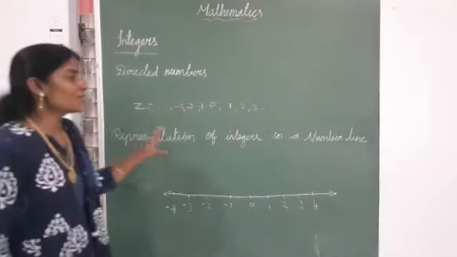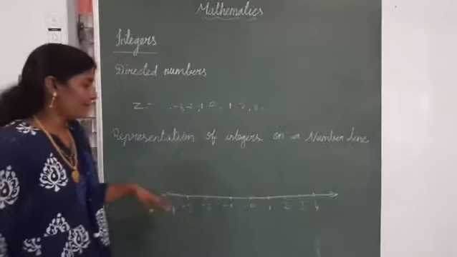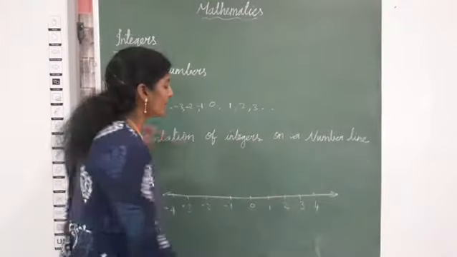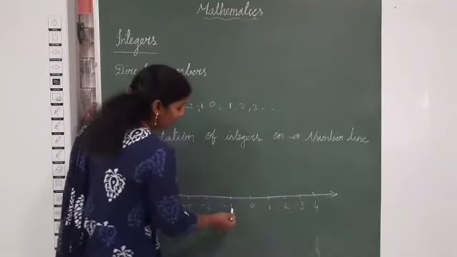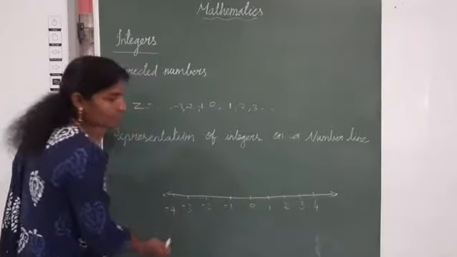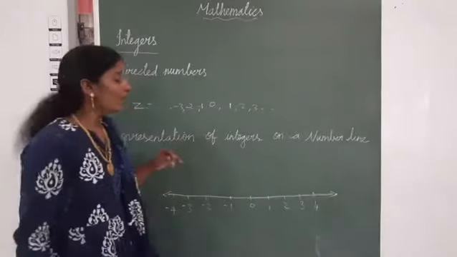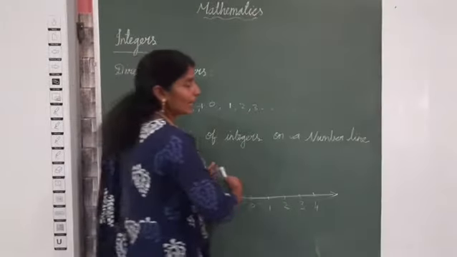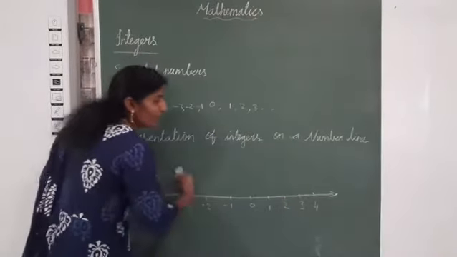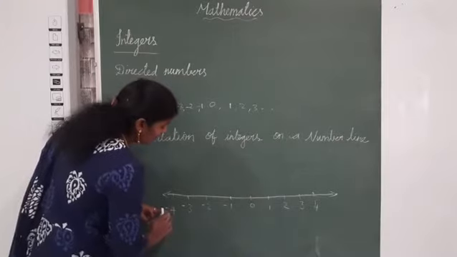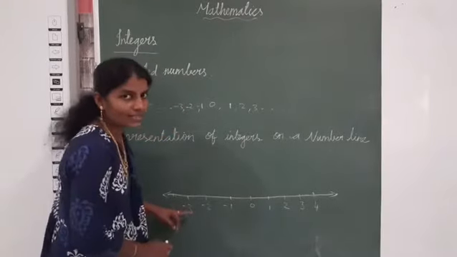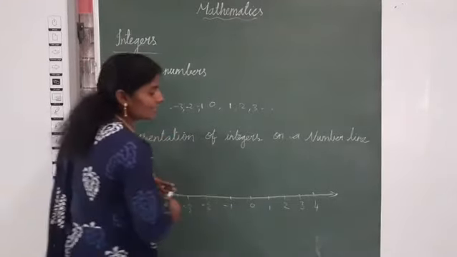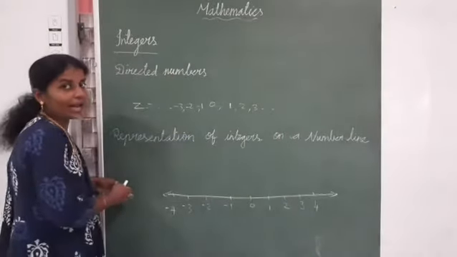Okay. Representation of integers on a number line. This is the number line. Now here 0, 1, 2, 3, 4. Here minus 1, minus 2, minus 3, minus 4, etc. Now here the numbers increase to the right. For example, to the right of minus 4 is minus 3. Increasing to the right and decreasing to the left.